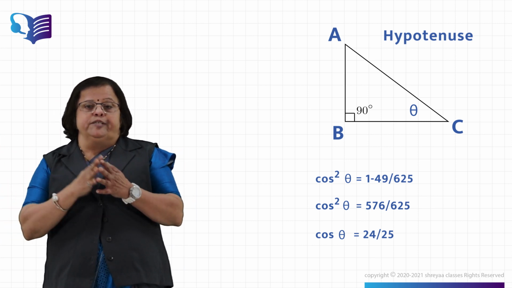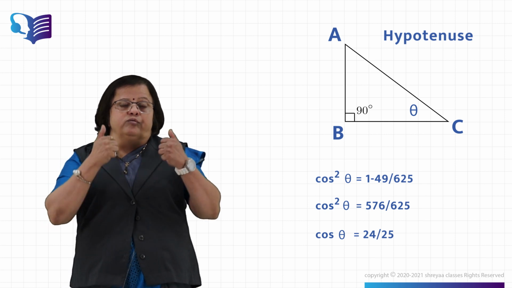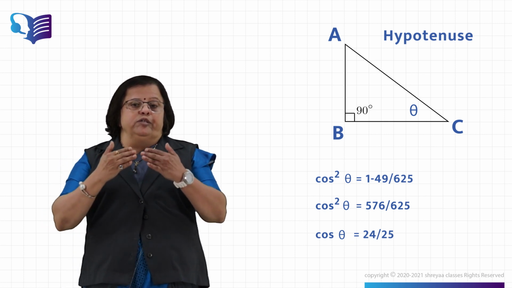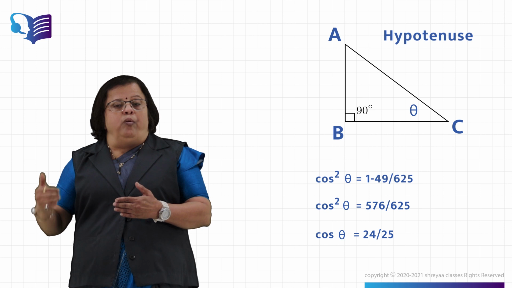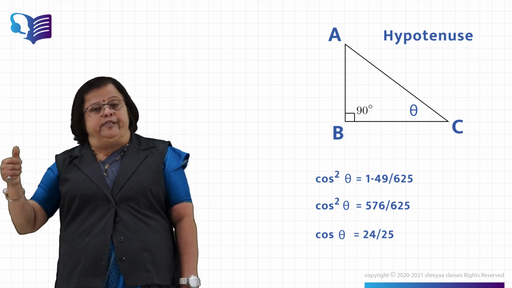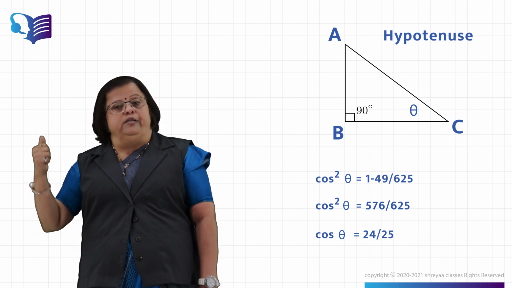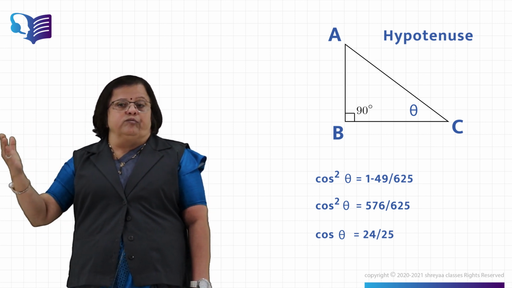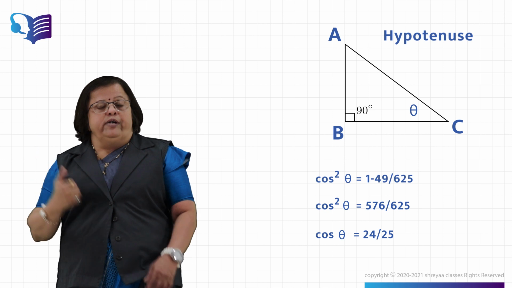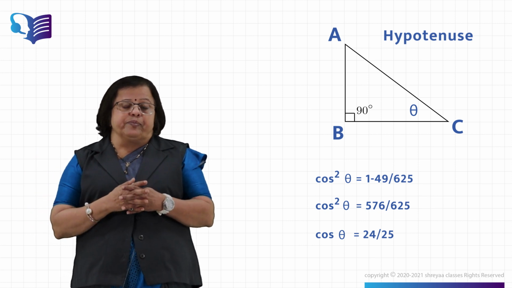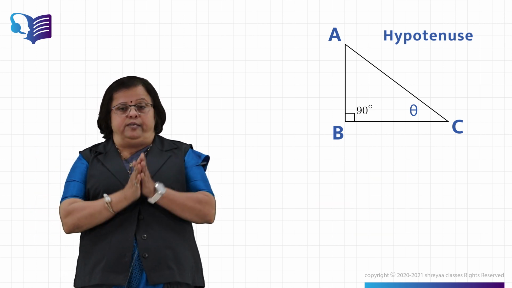576 upon 625. Now we have to take the square root. So cos theta is equal to, what is the square root of 576? It is 24, correct. And what is the square root of 625? It is 25. So cos theta is equal to 24 upon 25. Very good. Now how to find out tan theta?